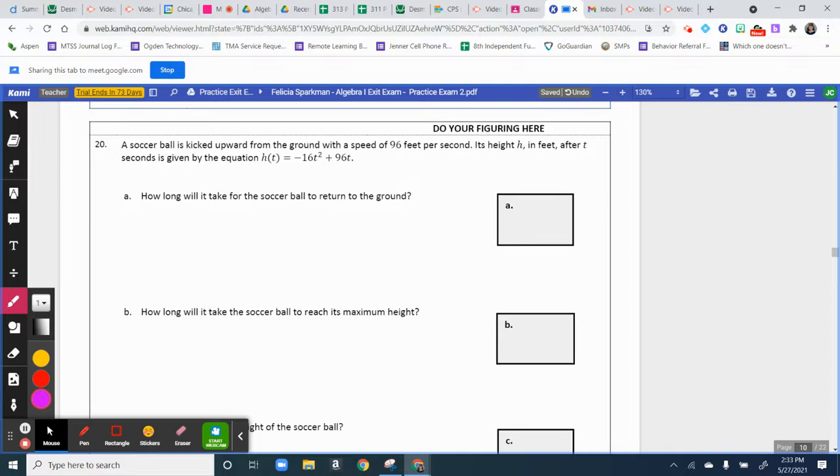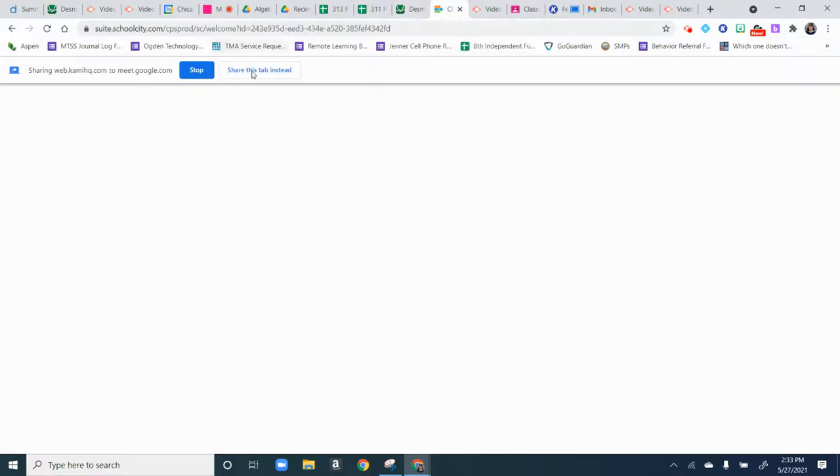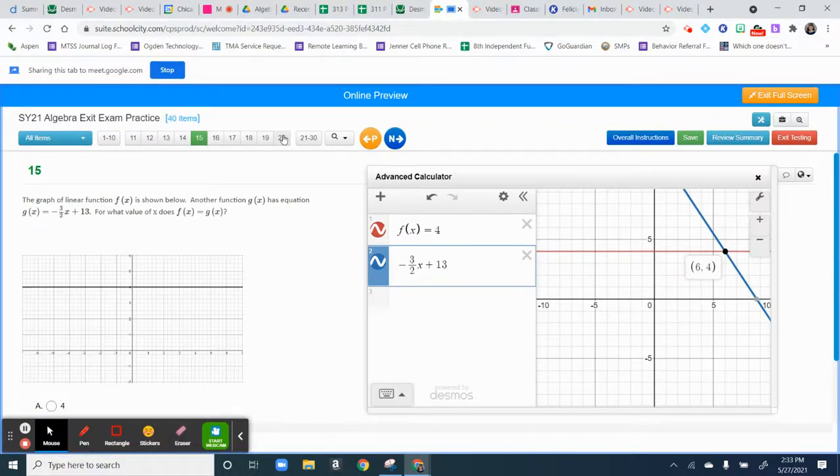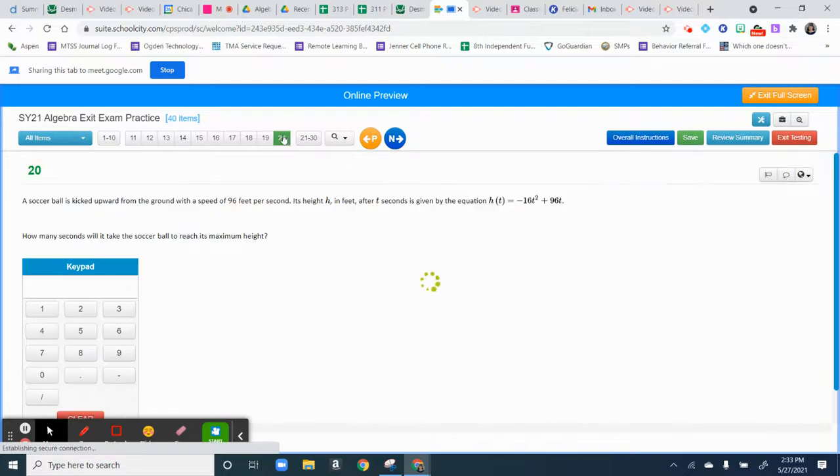Okay, 20 was different. I'm going to do this 20 instead. It's similar, but they took out part of it. So a soccer ball is kicked upward from the ground with a speed of 96 feet per second. Its height, h, in feet after t seconds is given by this equation. How many seconds will it take the soccer ball to reach its maximum height? So of course, what are we going to do? We're going to graph it.